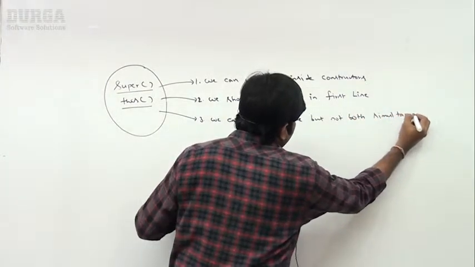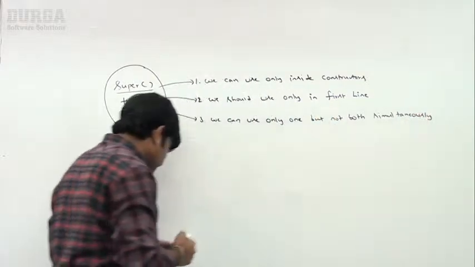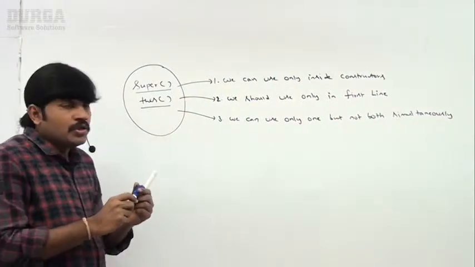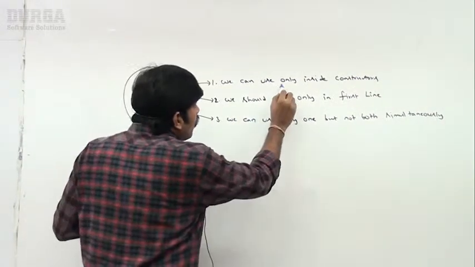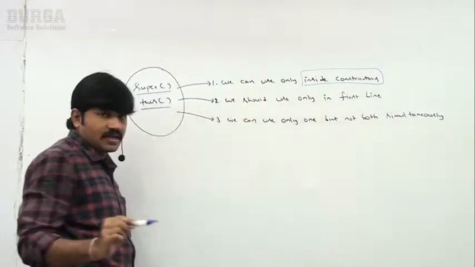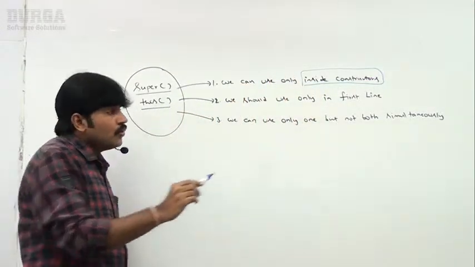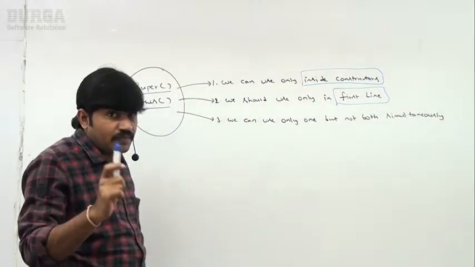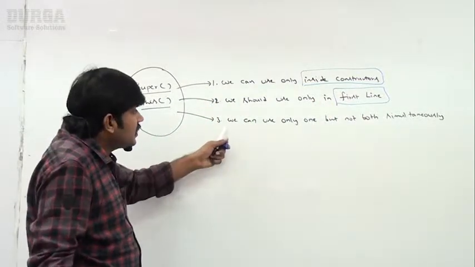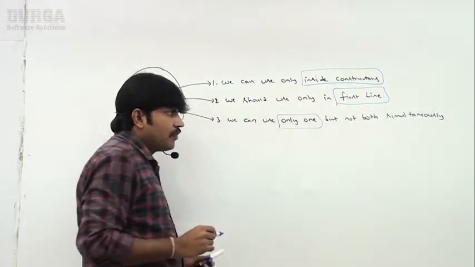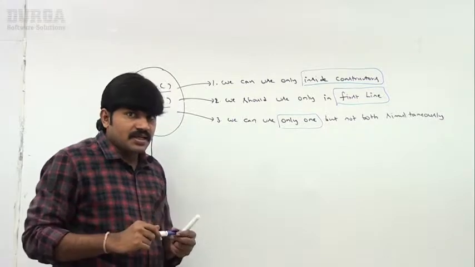Are you getting? But not both simultaneously. Observe the point: we should use it only inside a constructor. Only inside a constructor, observe very carefully. We should use it only in the first line. By mistake, if you use it anywhere else, you get an error. Next, we can use only one, either super or this, but not both simultaneously.